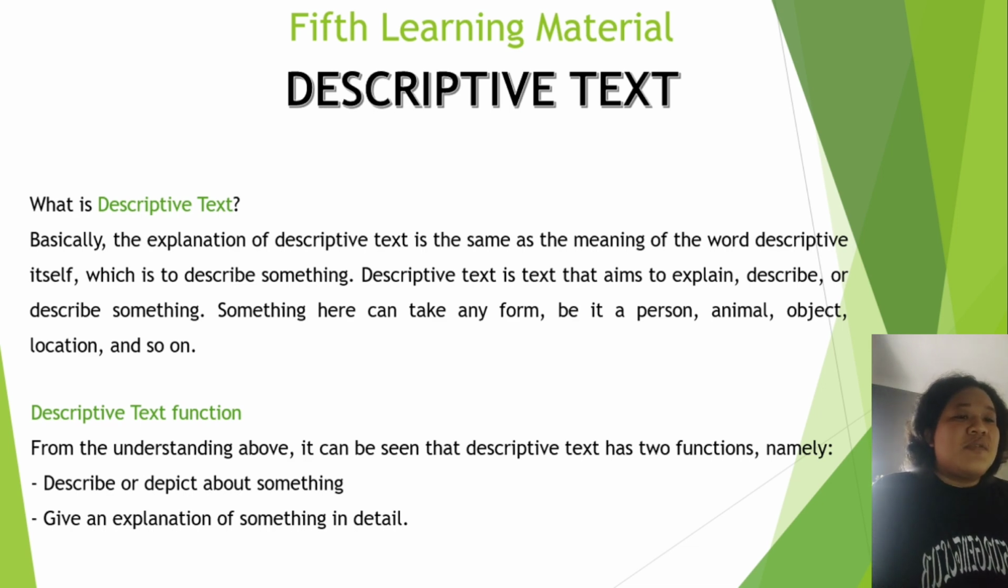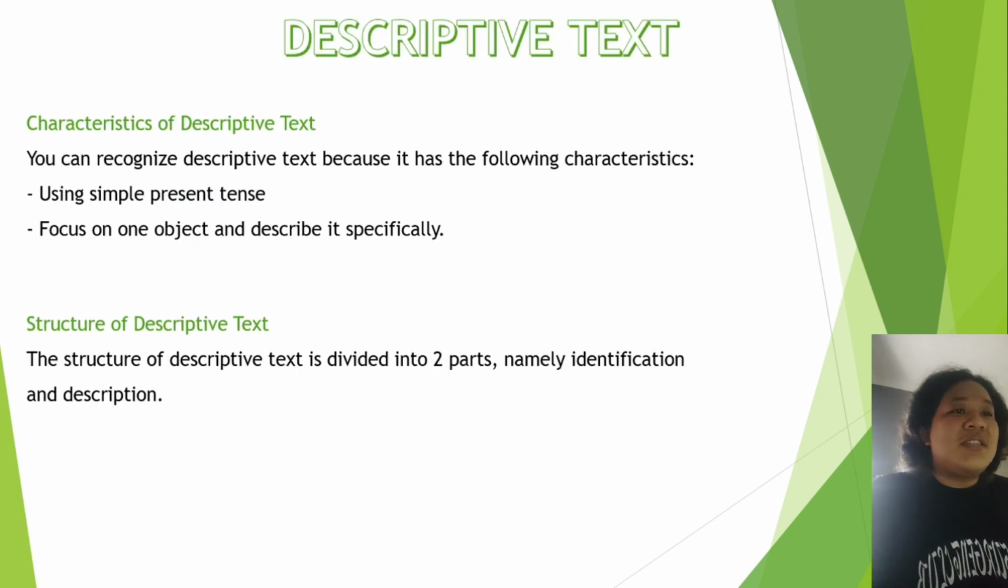Descriptive text function. From the understanding above, it can be seen that descriptive text has two functions, namely to describe something and to give an explanation of something in detail. Characteristics of descriptive text. You can recognize descriptive text because it has the following characteristics: using simple present tense, focusing on one object and describing it specifically.